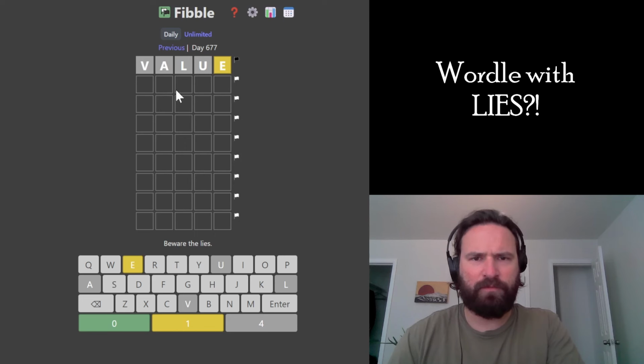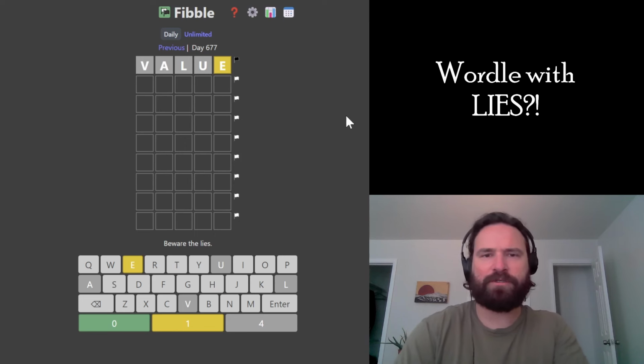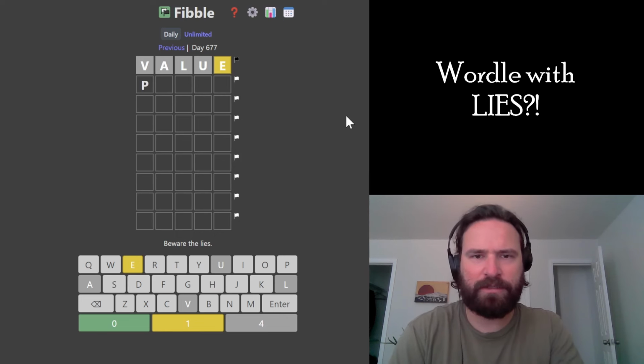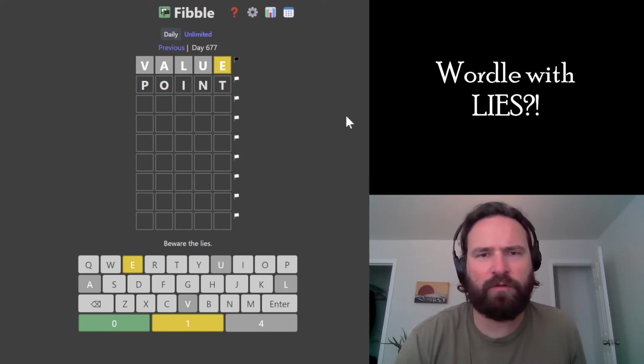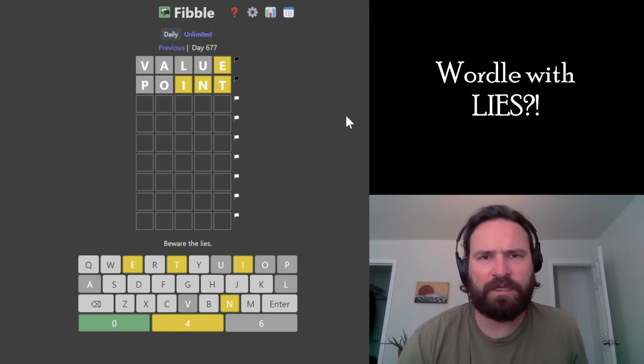So I like to get five unique characters in off the bat and try and force some lies out of this thing. So I think point looks really good. Use two vowels, three really good consonants. See what this gives us.